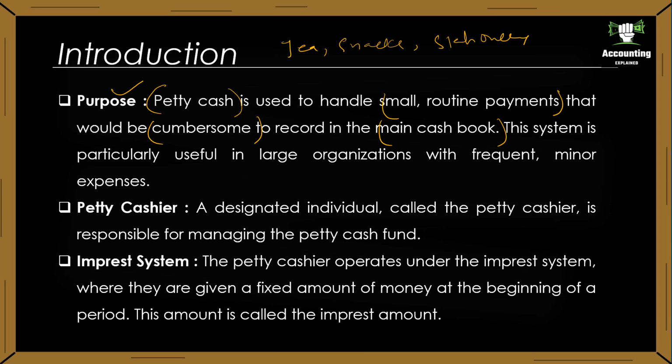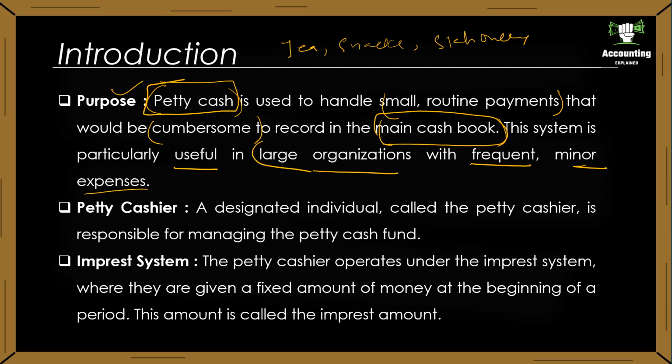These are all small expenses and these cannot be taken to the main cash book. If they are taken to the main cash book, then the main cash book will become very big and it will be very difficult to handle that. For that, big businesses maintain petty cash book to maintain petty expenses, as the name suggests. This system is particularly useful in large organizations with frequent minor expenses. This is mainly used by only large organizations where there are frequent minor expenses.